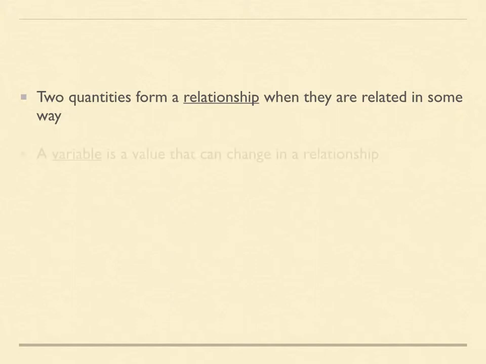A variable is a value that can change a relationship. So a variable is anything that can change. Variable comes from the word to vary, which means to change or be adjusted. Okay, so if you can change that value in your relationship, that means it is a variable. We'll see some examples of that a little later on.